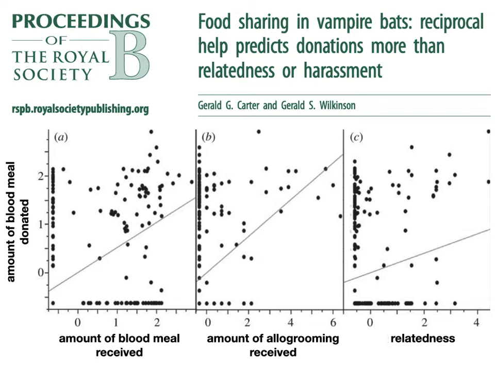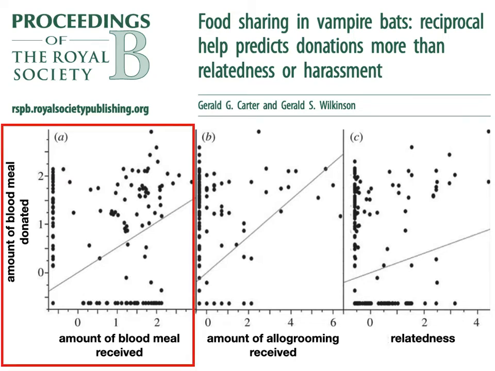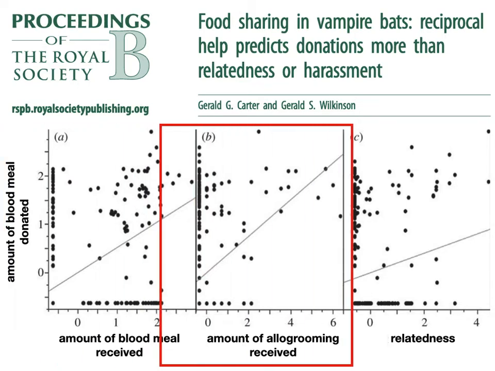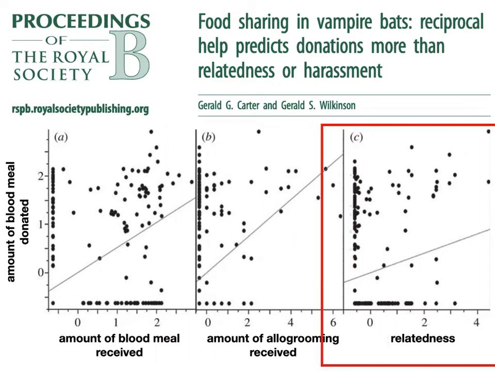They found that these 3 different variables were all predictors of this Y variable. The 3 predictors are the amount of blood meal that the donator had previously received, right? So the more they had received from a friend, the more they were likely to give. They also found that the amount of allogrooming received from that friend in the past was another important predictor. The more grooming they'd received from that individual, the more meal they'd be likely to donate. And they found that the genetic relatedness between the pair was a substantial predictor. With more highly related pairs, the amount of sharing, the amount of donation, was greater.